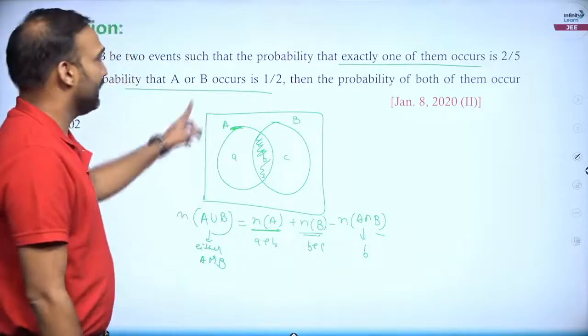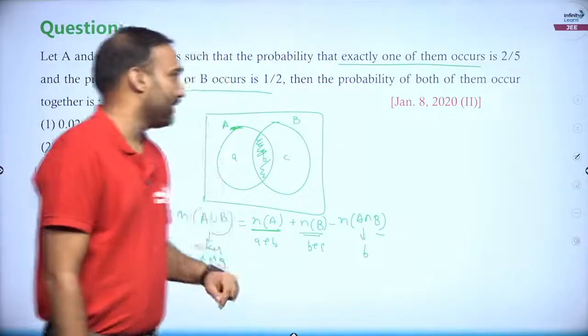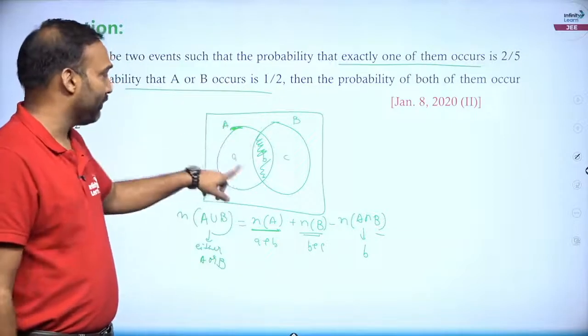So now it says exactly one of them occurs. So exactly one of them occurs would be A and C only.